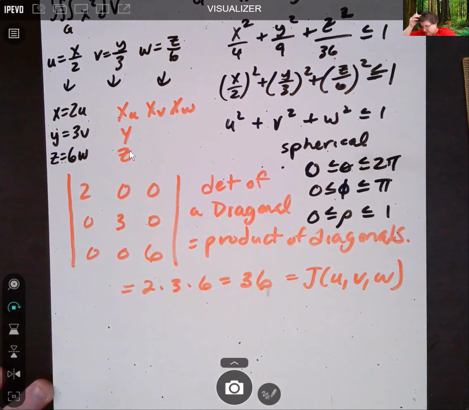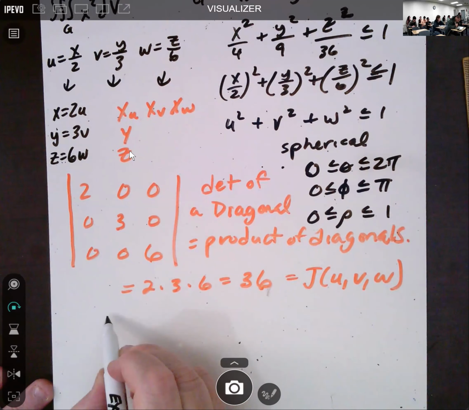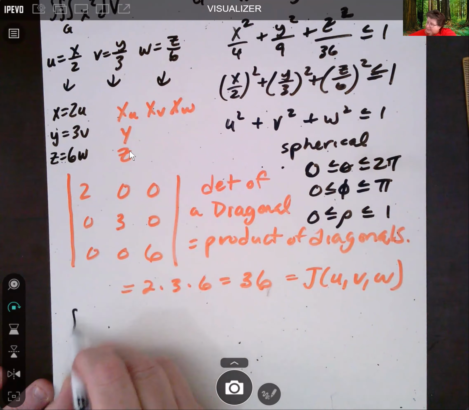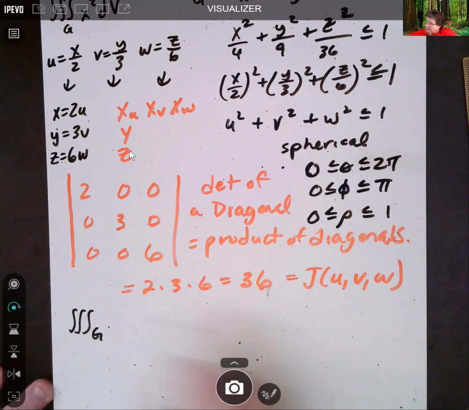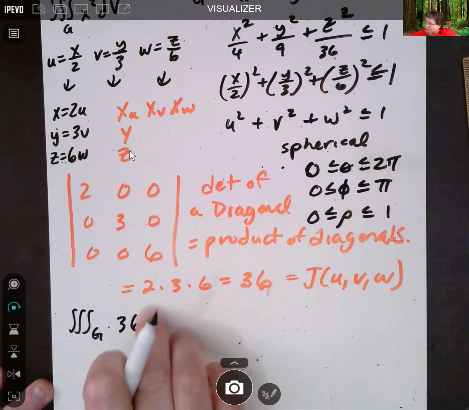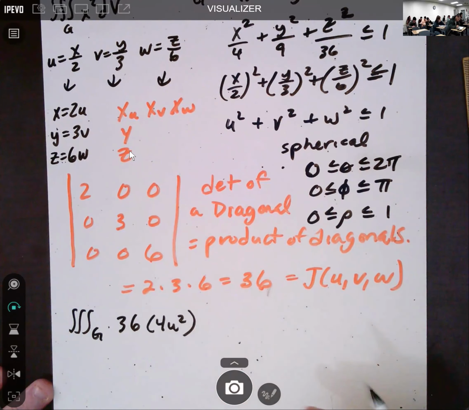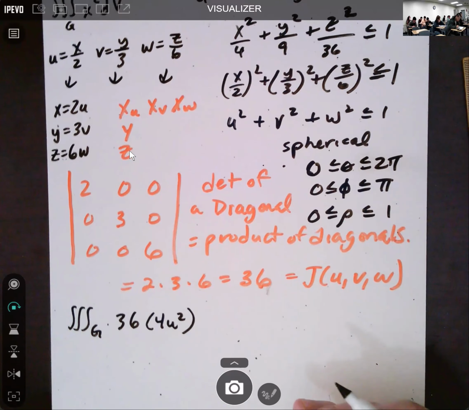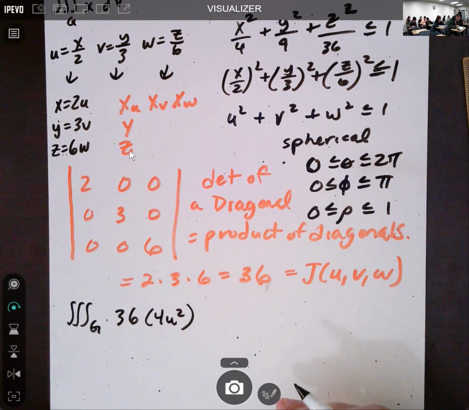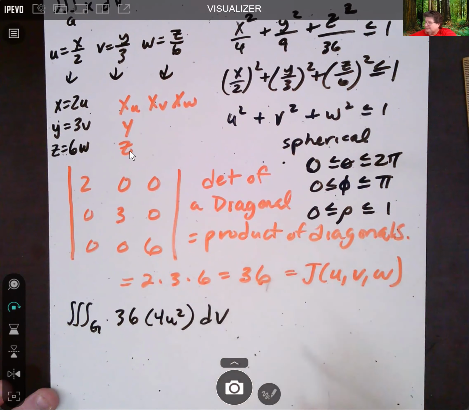So by switching over, what do we have? We've got 36 x squared. x is actually 2u, so times 4u squared, dV.